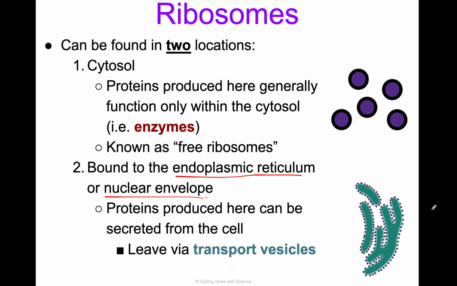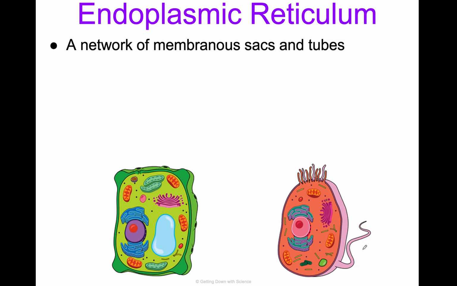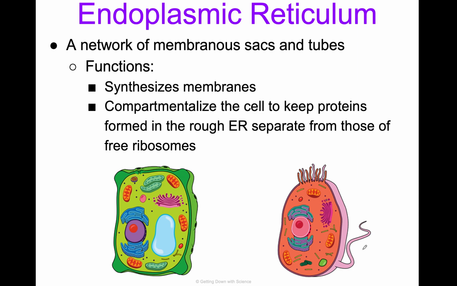Great. There you go. There's your free ribosomes. There's your endoplasmic reticulum. It's that funky looking thing. Awesome. Speaking of the endoplasmic reticulum, what it is, is a network of membranous sacs and tubes. They do a couple things. So I'm sorry, I just wanted to dump that slide on you.